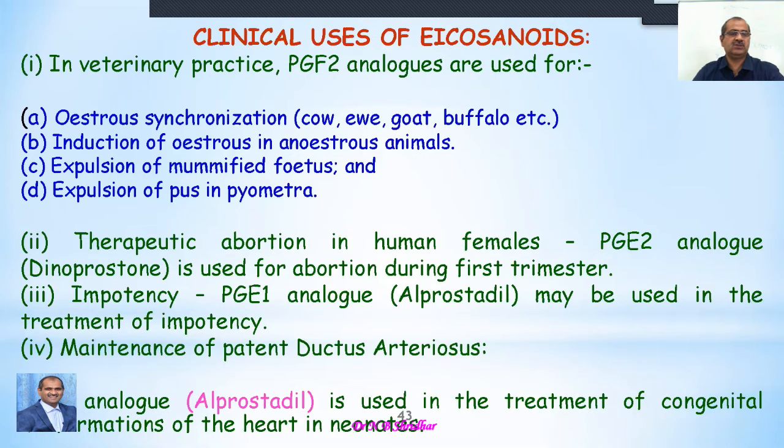So these are all the common uses of the PGF2 alpha analogs. And synchronization of estrus is very helpful in making the conception rate high in case of cows, ewes, goats, buffalo, or what we can say is most of the ruminants. It's very useful in estrus synchronization. What is the meaning of synchronization? It means the animals are injected with the different doses of the eicosanoids, then they will come into estrus at a time.